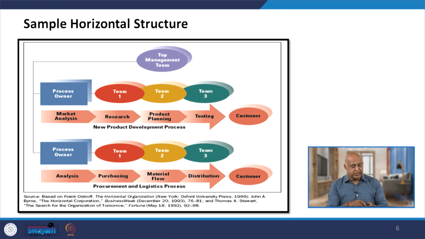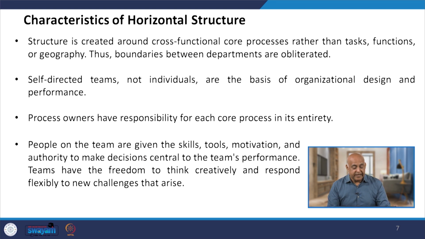Now, in both the horizontal structures, you will find there is a common team 1, 2 and 3, but as per the task and activities, because the jobs are different, you will find it is different. So, the new product development process will have market analysis, research, product planning and testing, while the procurement and logistic process will have analysis and then purchasing, material flow, distribution and the customer. So, therefore, here you will find that team 1, team 2 and team 3 will be created.